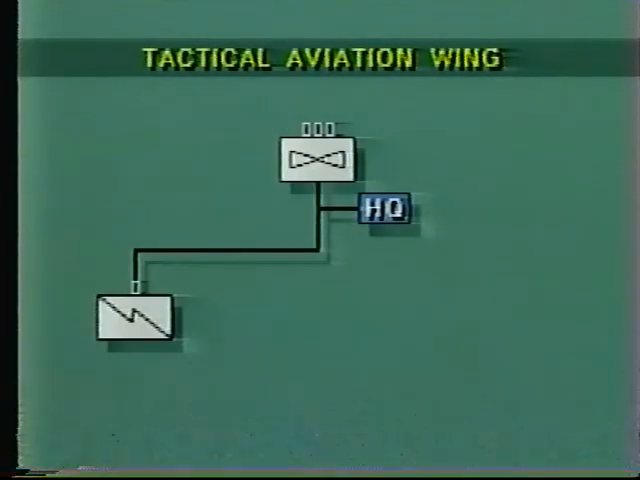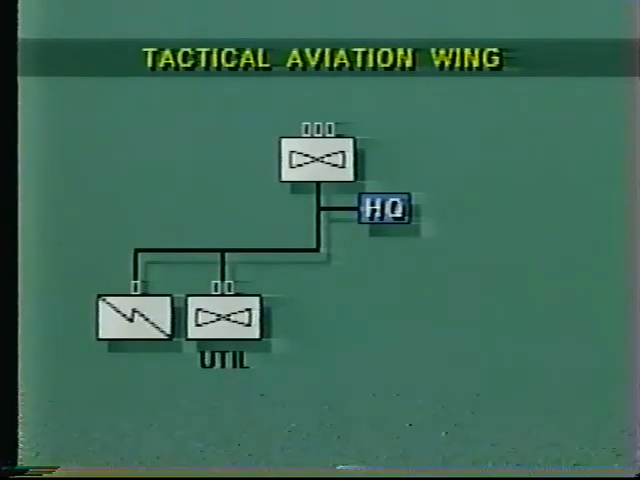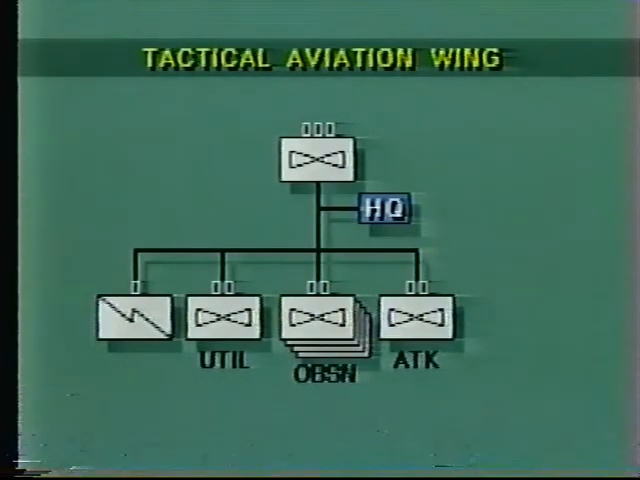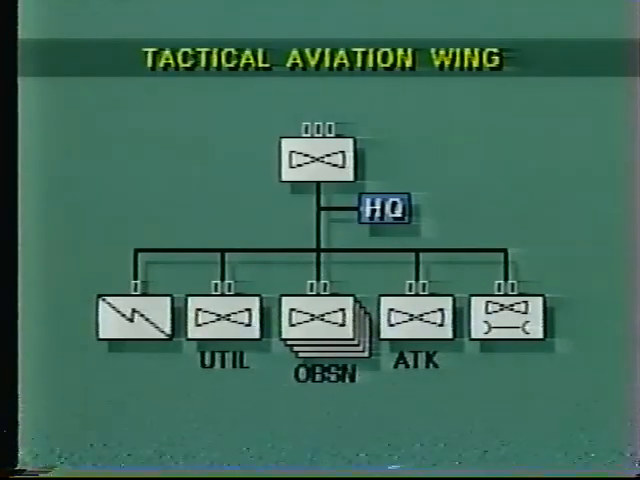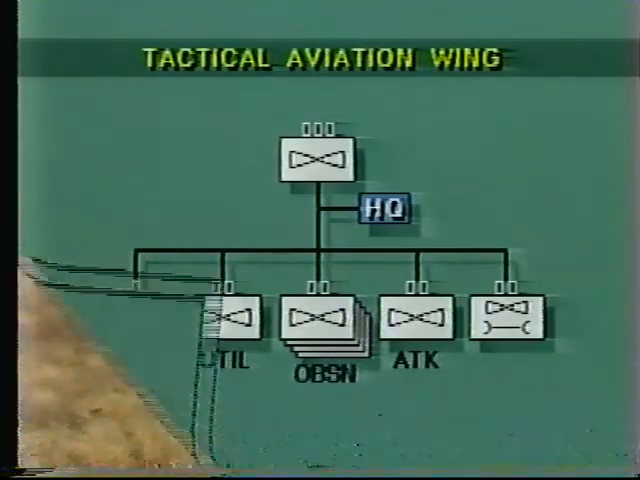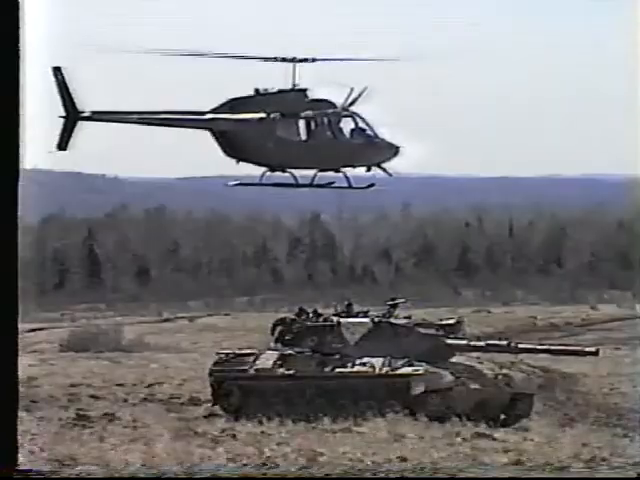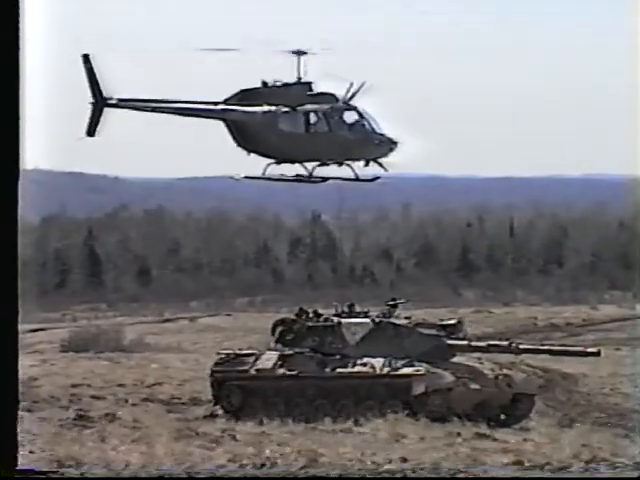The Division Tactical Aviation Wing comprises a wing headquarters, a signal squadron, a utility squadron, 4 observation squadrons, an attack squadron, and a maintenance squadron. The wing is assigned under command to division with 1 observation squadron under command of each brigade.